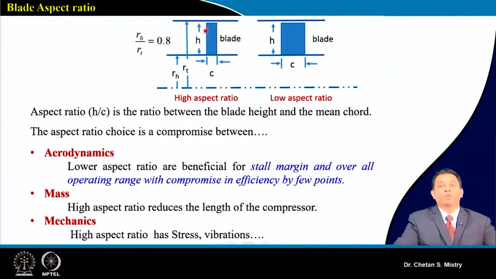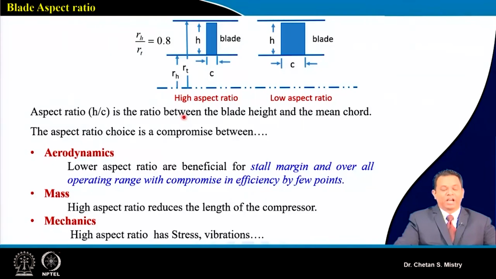If my height is higher compared to my chord, we can say that is a high aspect ratio blade. When the height to chord ratio is lower, that is, the height of the blade is lower or the chord of the blade is larger, we say that is a low aspect ratio blade. This aspect ratio is very important for the axial flow compressors we use, especially for aero engines. Here our major focus is on three parameters: first, aerodynamics; second, mass; and third, mechanics.